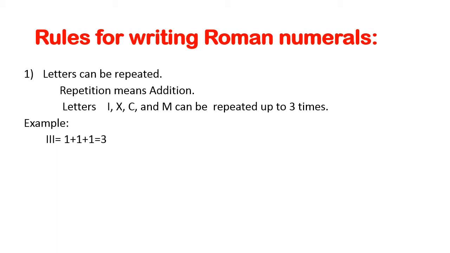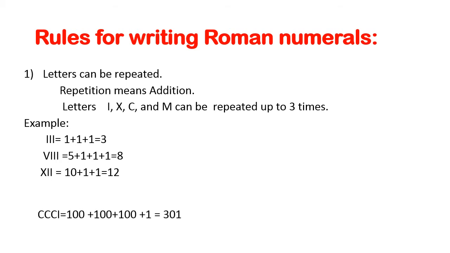Let's see some examples. Here the letter I is repeated 3 times. The value of I is 1, so 1 plus 1 plus 1 is equal to 3. Then V, I, I, I: the value of V is 5, I is 1, so 5 plus 1 plus 1 plus 1 is equal to 8. Then X, I, I: the value of X is 10, the value of I is 1, so 10 plus 1 plus 1 is equal to 12.